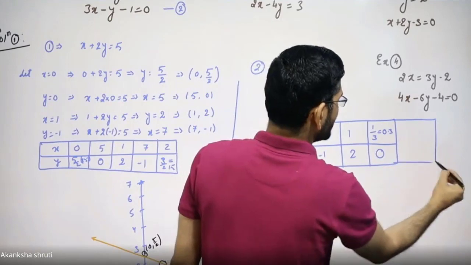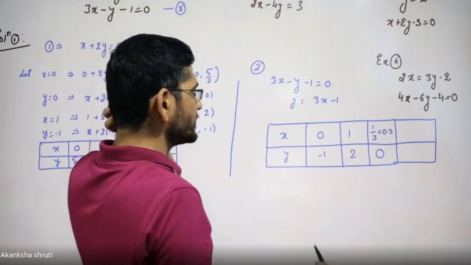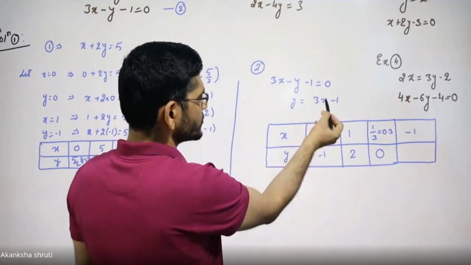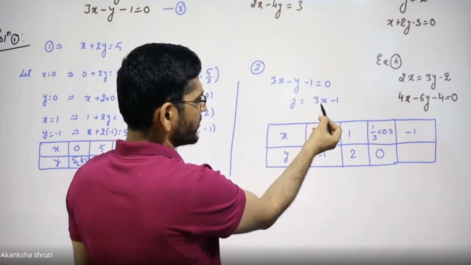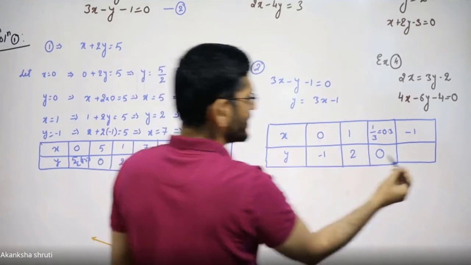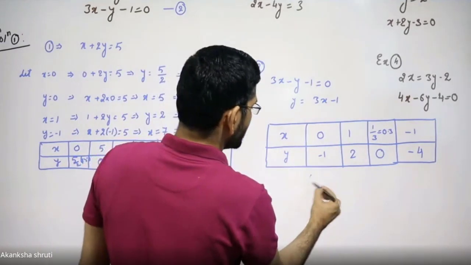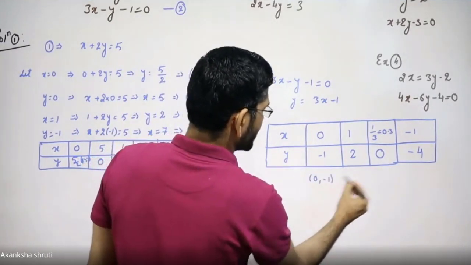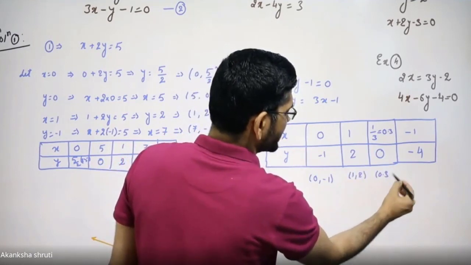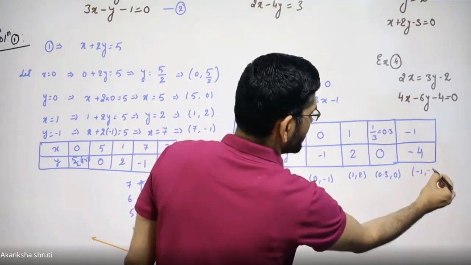Let me take one more value. We may take x is equal to a negative value also. So let us take x is equal to minus 1. Then y becomes, substituting x is equal to minus 1 in this rearranged form, which is convenient to calculate y, minus 3 minus 1, it is minus 4. So now the pairs are: while x is equal to 0, y is minus 1. While x is equal to 1, y is 2. While x is equal to 0.3, take up to one decimal place only, though it is approximate, y is 0. x is equal to minus 1, y is minus 4.